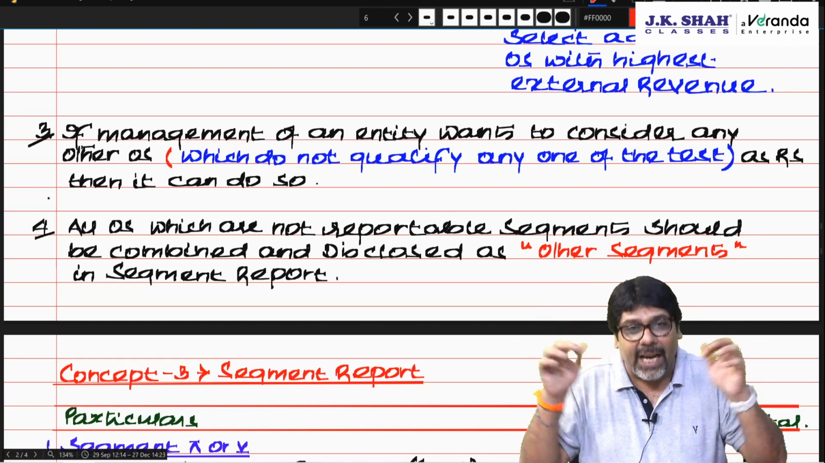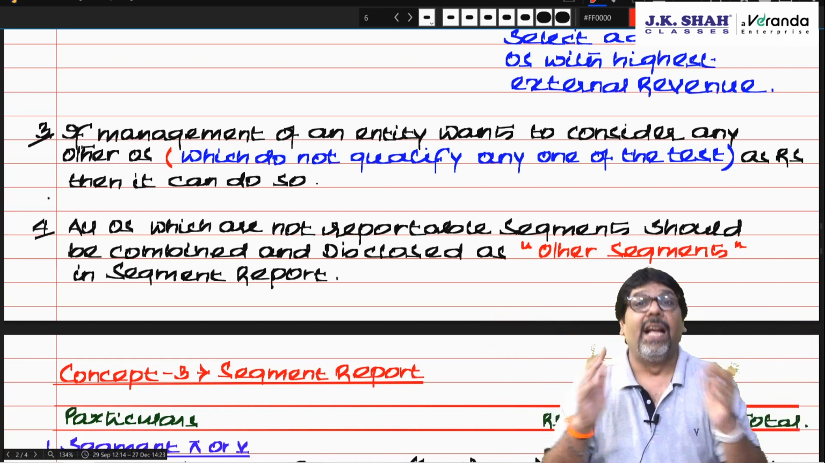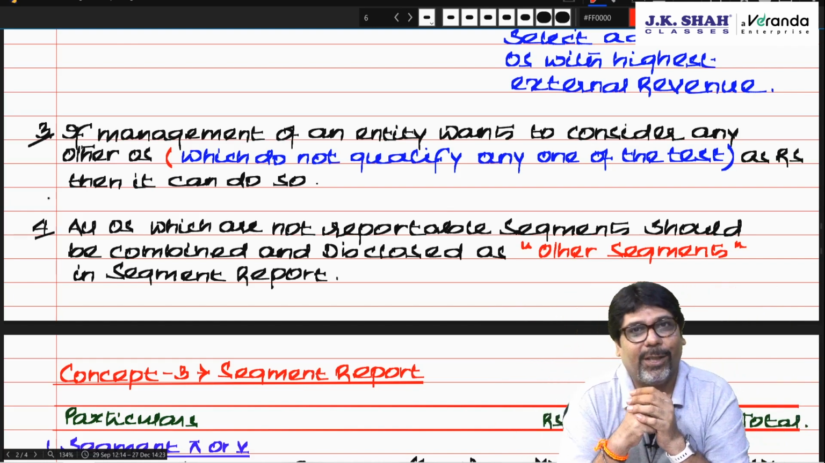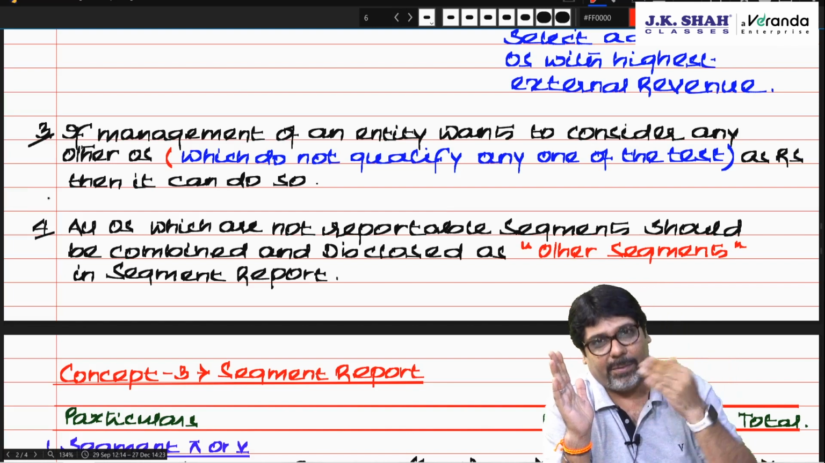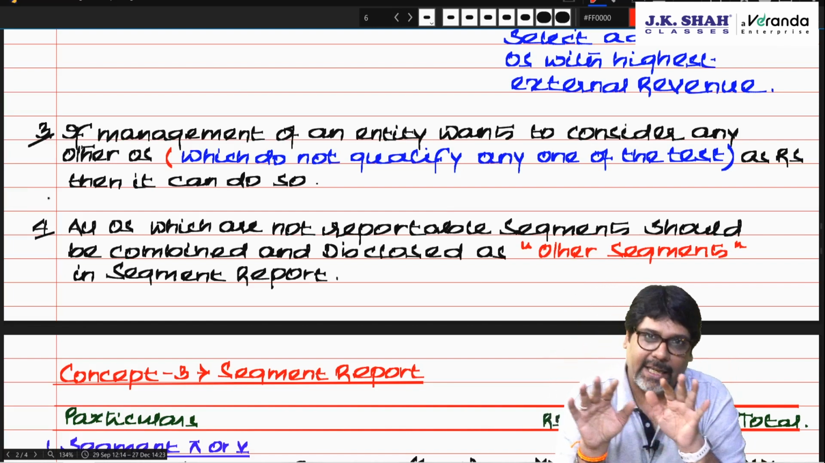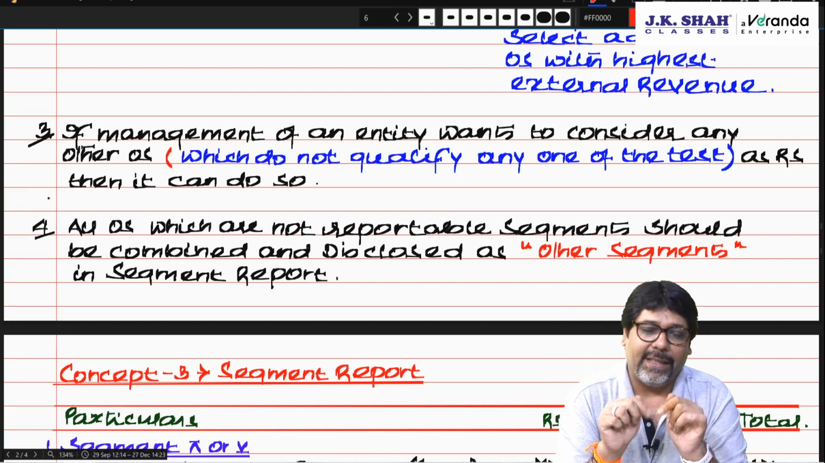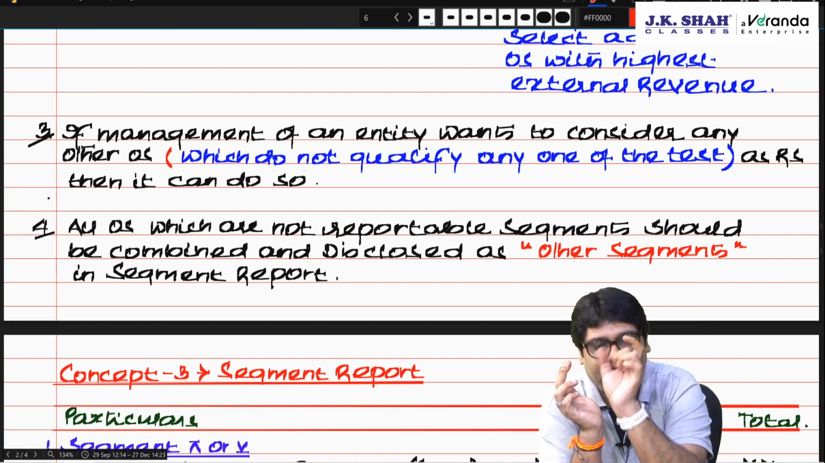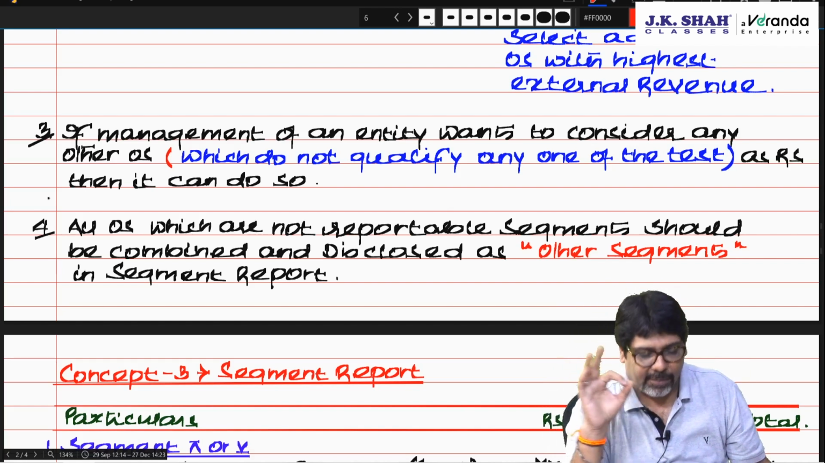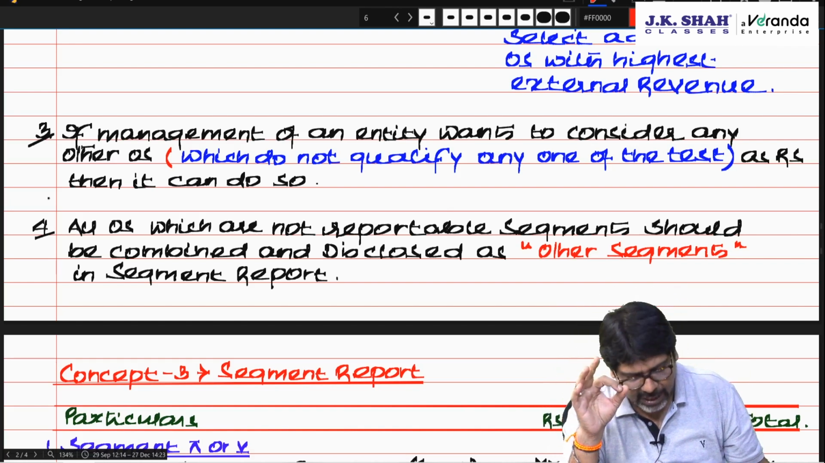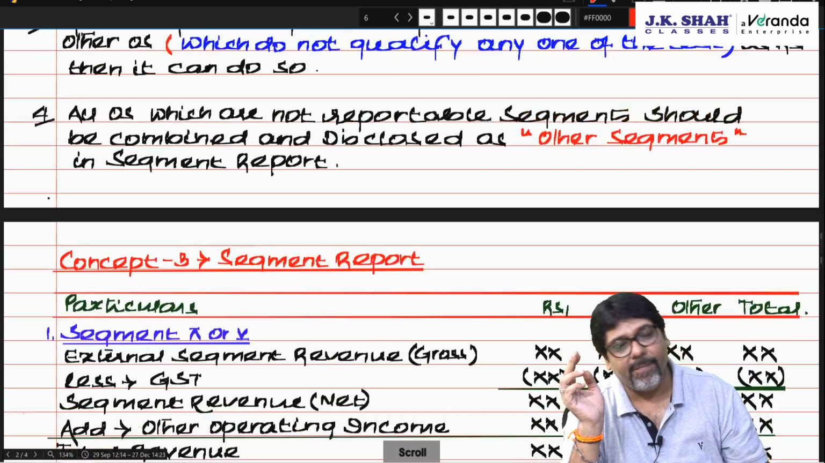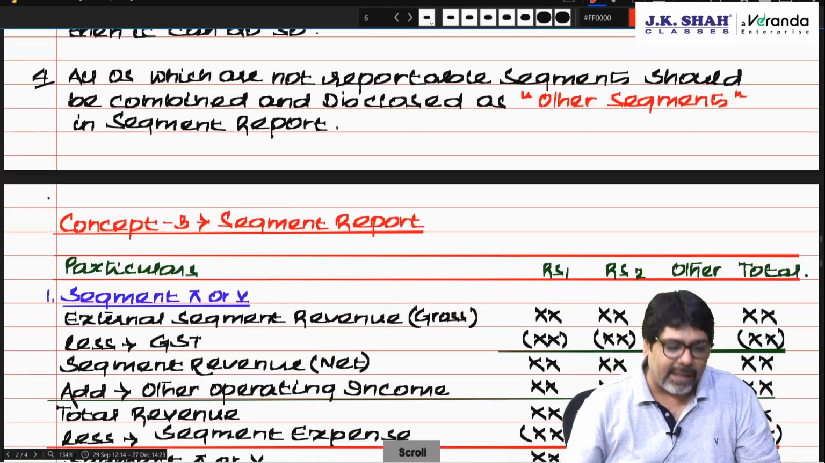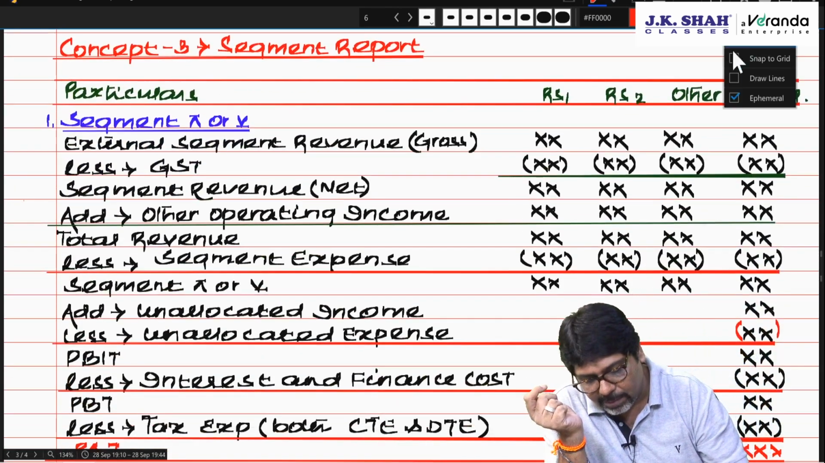Those 8 non-reportable segments are clubbed together and shown in the segment report as others. So there are total 20 segments, 12 are reportable, 8 do not qualify any test, nor are they liked by the management. Then those 8 segments are clubbed together and shown in the segment report as others. All operating segments which are not reportable segments should be combined and disclosed as other segments in the segment report. So you understood what is a segment, then how to become a reportable segment, and third, how a reporting segment would look.